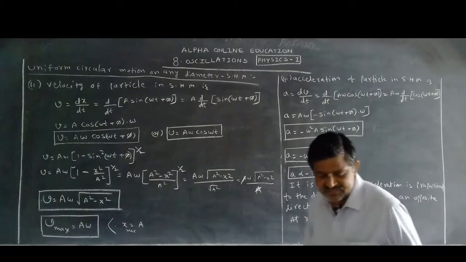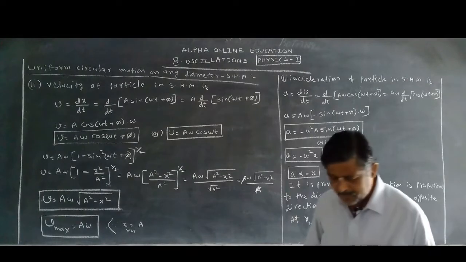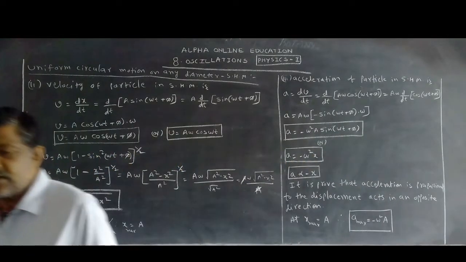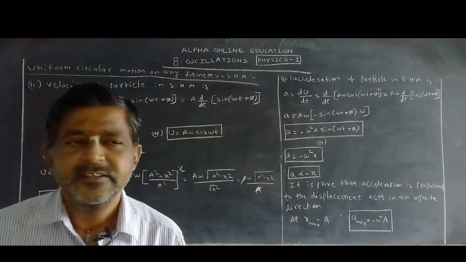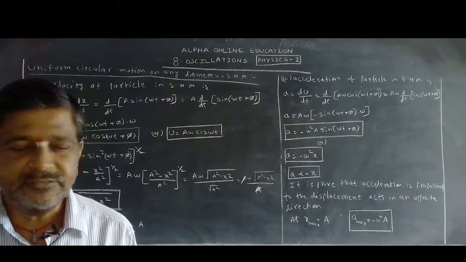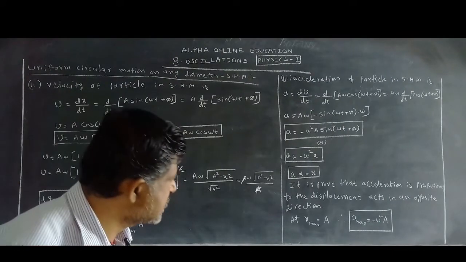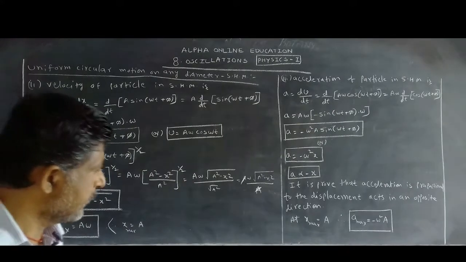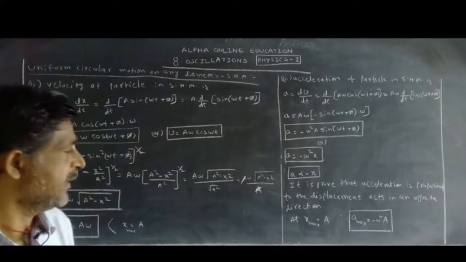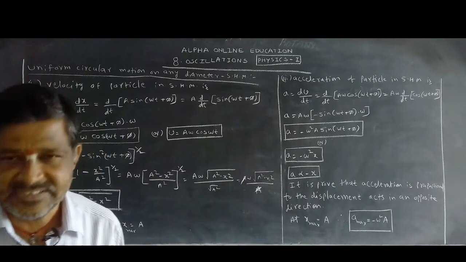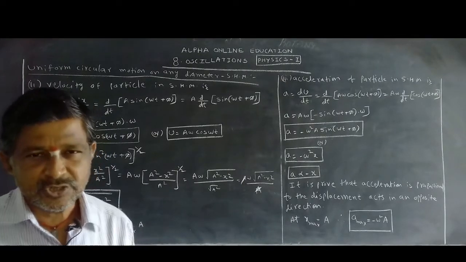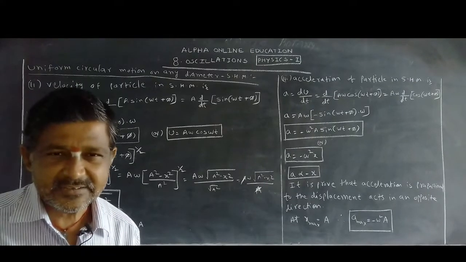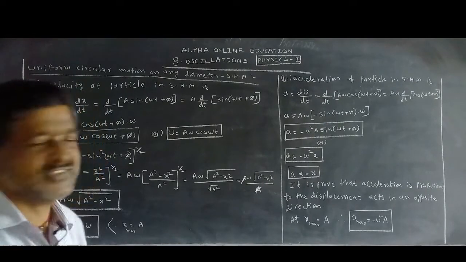Okay, this is a very important question in this chapter for 8 marks. First we want to derive the displacement of the particle in SHM. After that we want to prove that acceleration is proportional to the displacement and acts in the opposite direction. What is the mathematical equation for it? a proportional to minus x, or a is equal to minus omega square x.